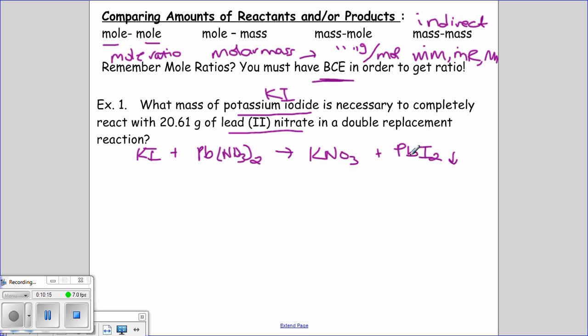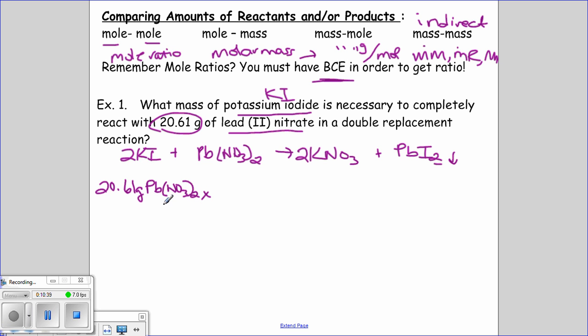It's a heavy metal. Okay, so we need to balance this. We see that we have a 2 over here. We need to put a 2 in front of this K, and 2 nitrates, check. All right, so what mass of potassium iodide? Usually what I start with here is the given. The given here is 20.61 grams of lead(II) nitrate.